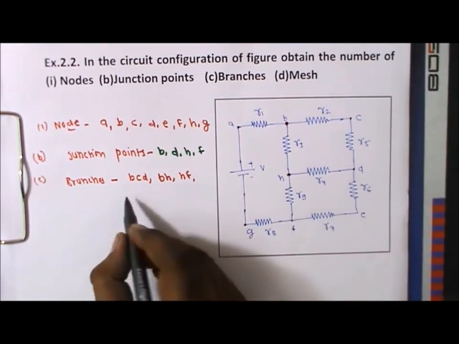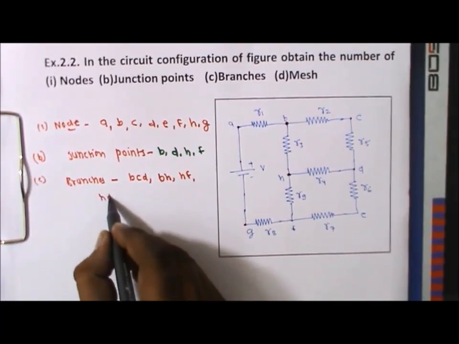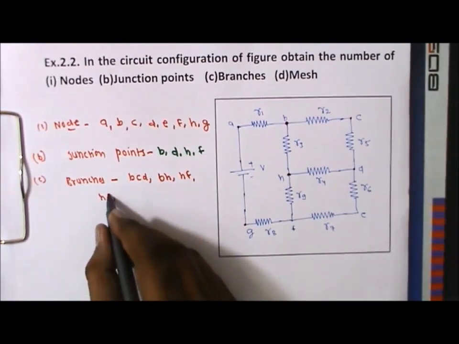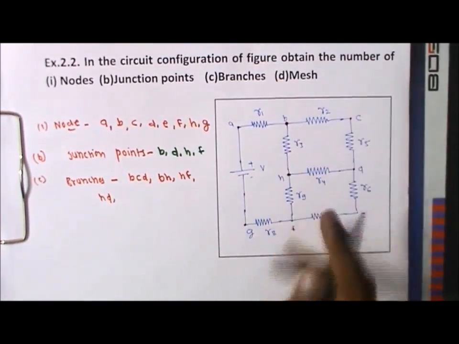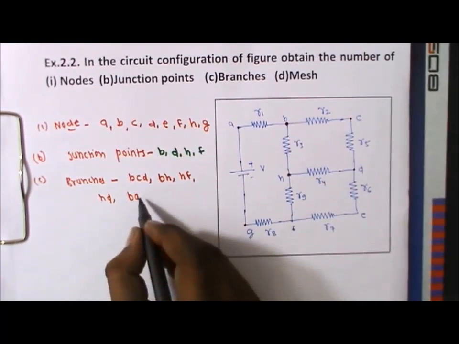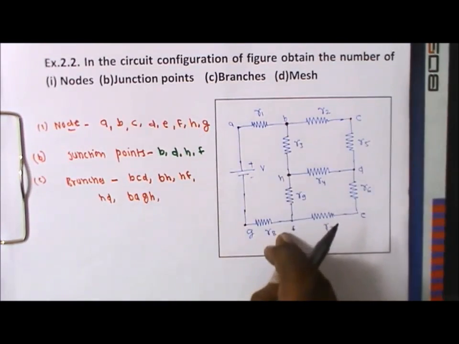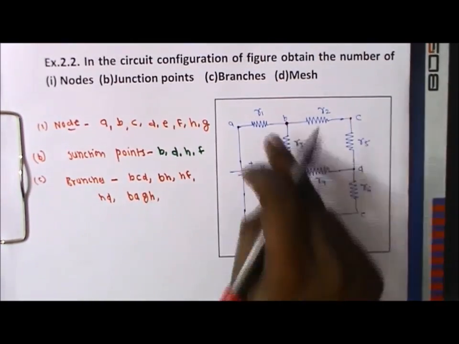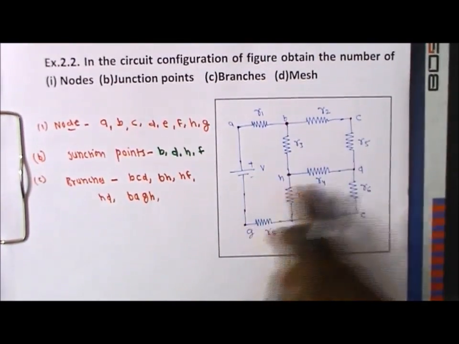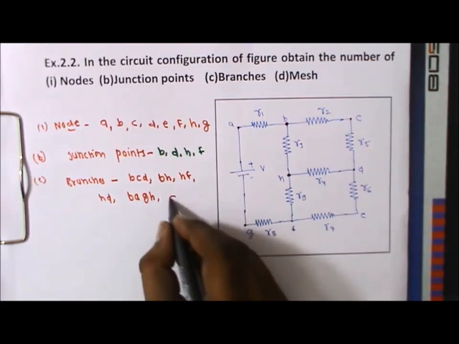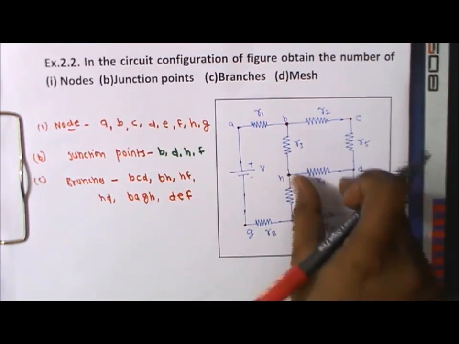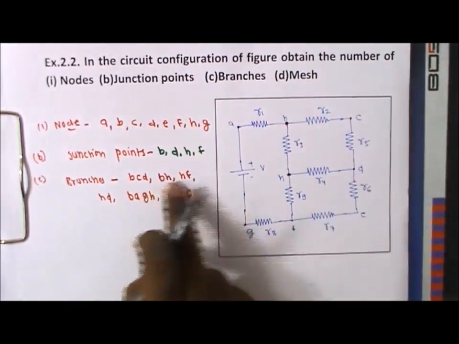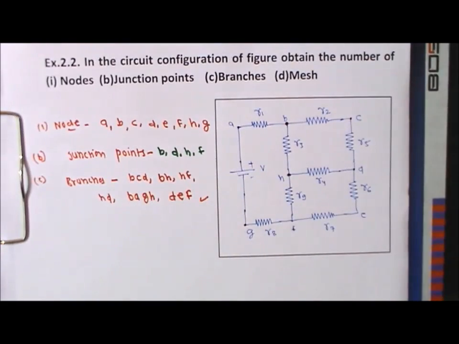D is the junction, so we can say that S, D is also a branch. B, A, G, H between two junction points, so B, A, G, H is also a branch. B, C, D, B, H, S, D, D, E, F. D, E, F is also basically a branch. So 1, 2, 3, 4, 5 and 6. These are basically the branches that we have discussed.